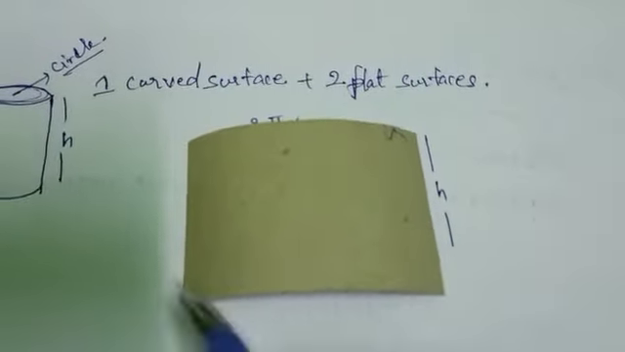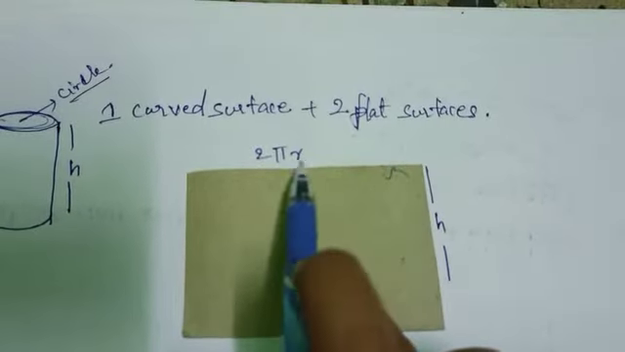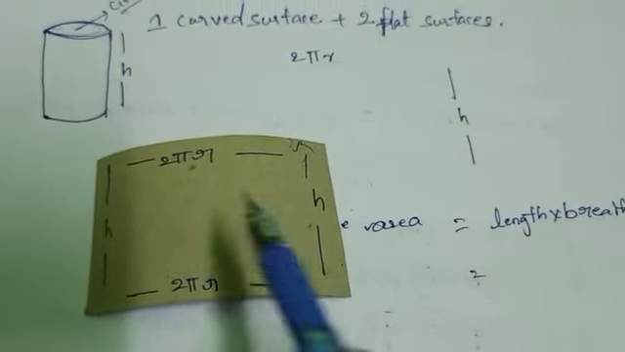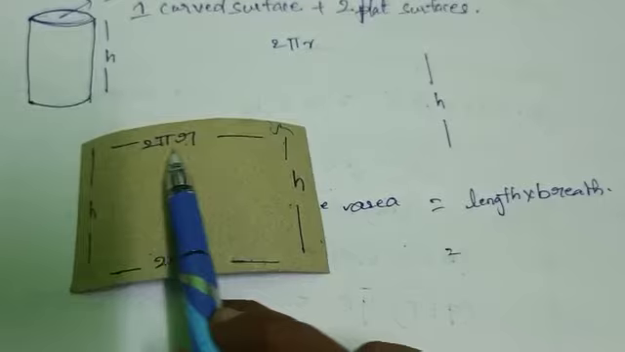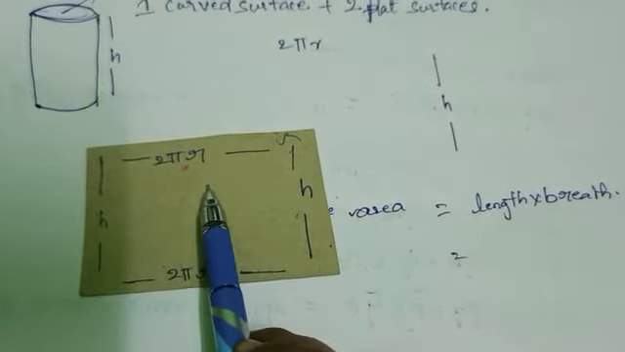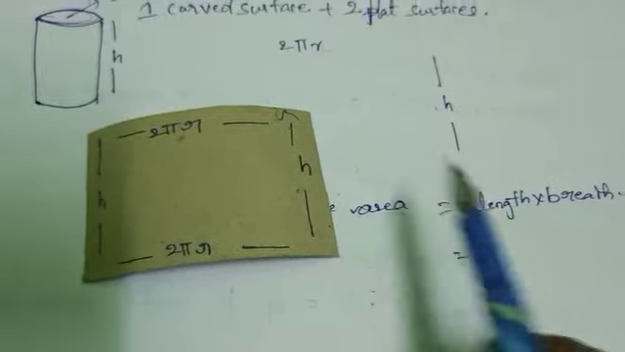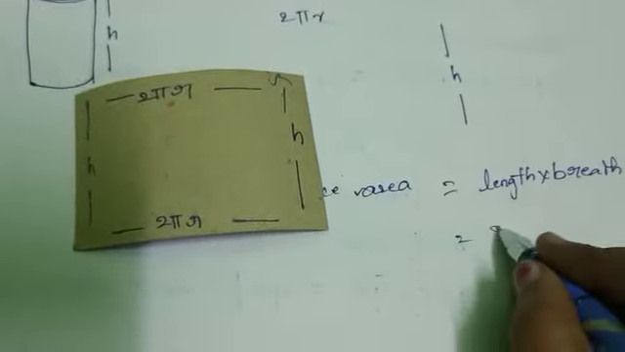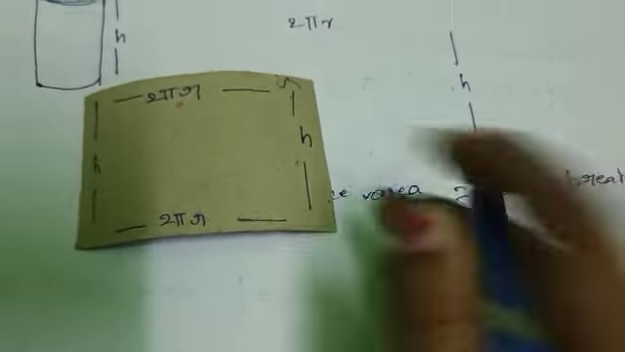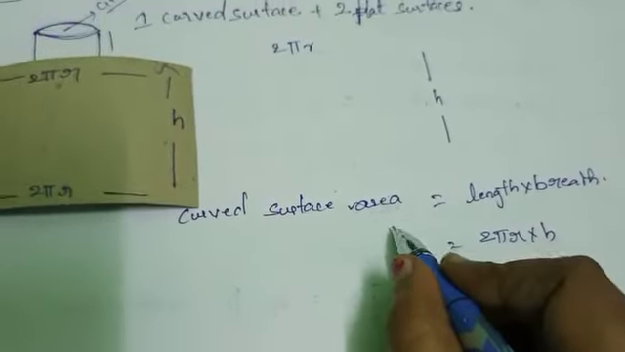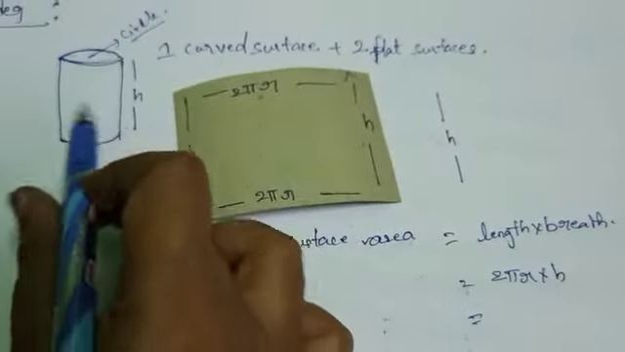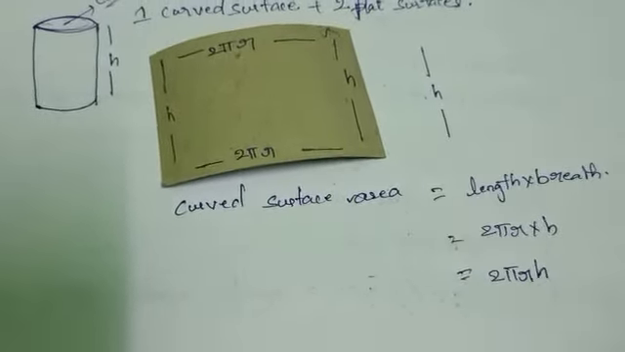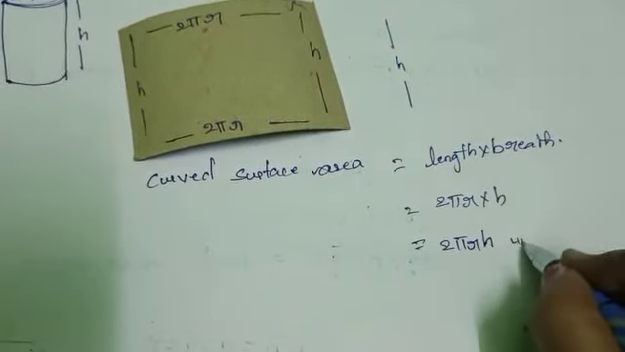So this looks like a rectangle. What is the area of rectangle? Length into breadth. So 2 pi r into h. Here length equal to 2 pi r, breadth equal to h. 2 pi r into h. Therefore curved surface area of cylinder equal to 2 pi r h. Units square.